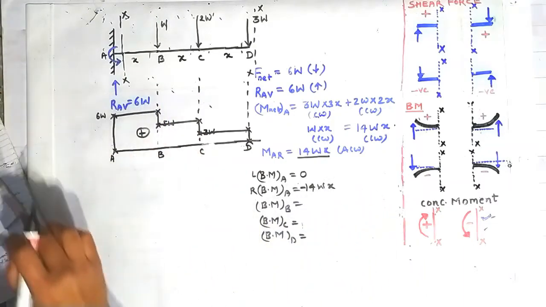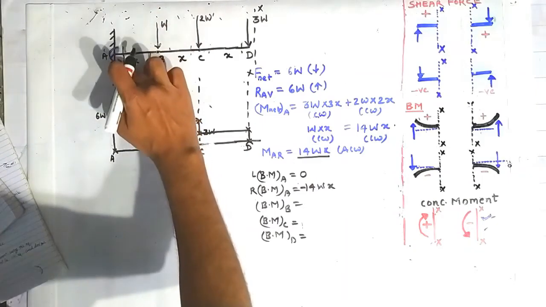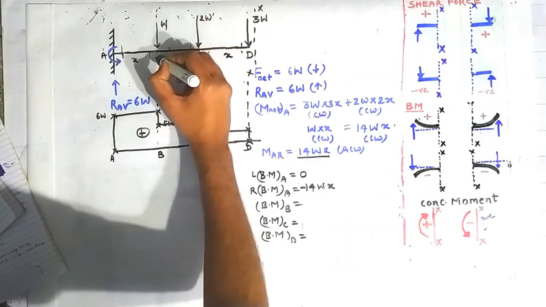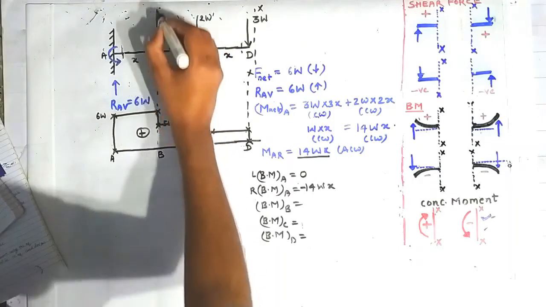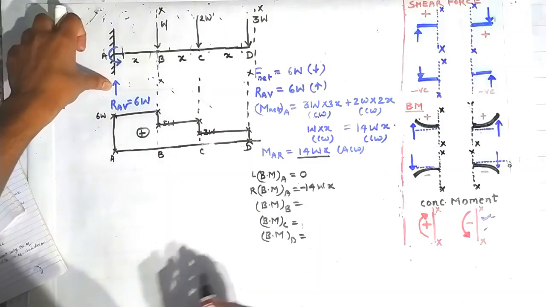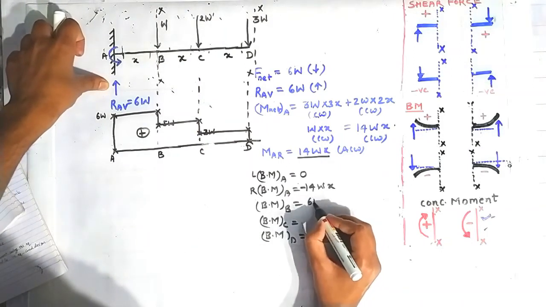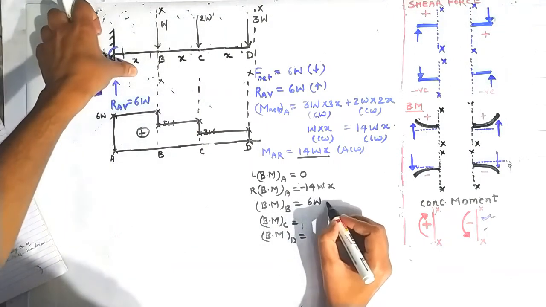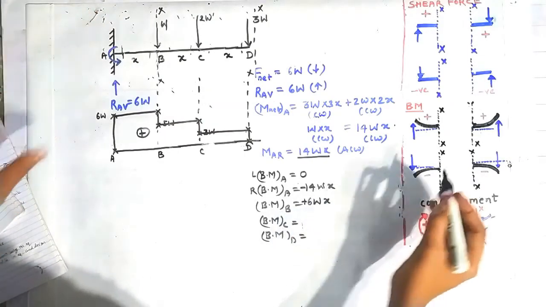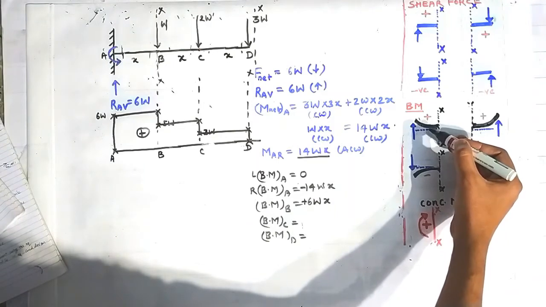Now bending moment at the point B we will calculate directly by constructing a section at the point B. So constructing a section at the point B and looking on the left side of the section XX, we can see that this force is contributing toward a bending moment of how much? The magnitude of this force 6W into this distance x, and it will contribute a positive bending moment which is sagging in nature using this sign convention.